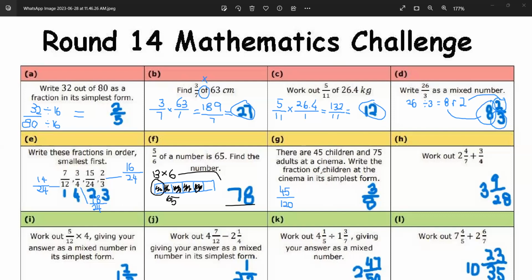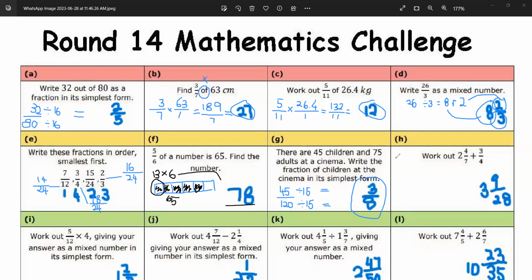Okay, now we simplify it. 45 divided by 15 we'll get 3, and then 120 divided by 15 we'll get 8. So this is the simplest form of 45 out of 120. Now also this is the final answer.